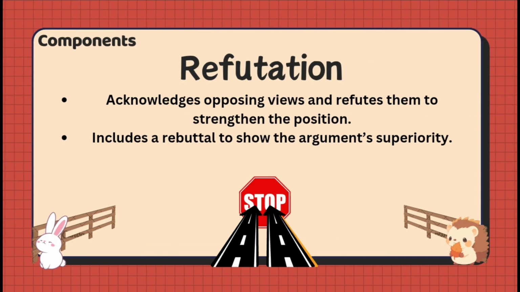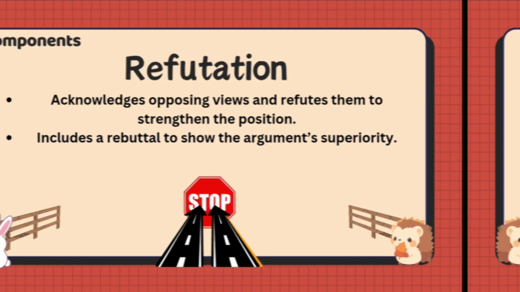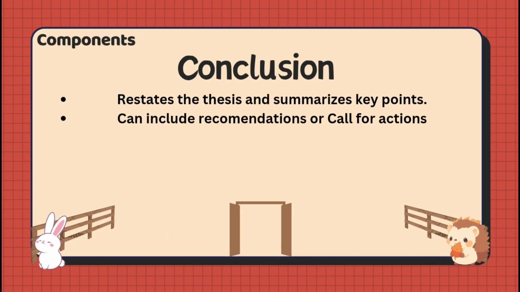Next is the refutation. This acknowledges opposing views of the issue and refutes them to strengthen the position of your essay. This also includes a rebuttal to show the argument's superiority. And lastly, the conclusion. This simply restates the thesis and summarizes key points. You can also include recommendations or a call for action.